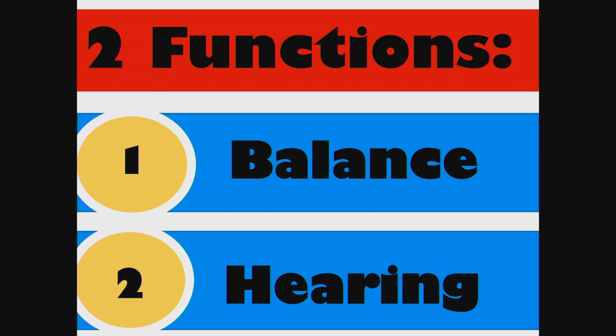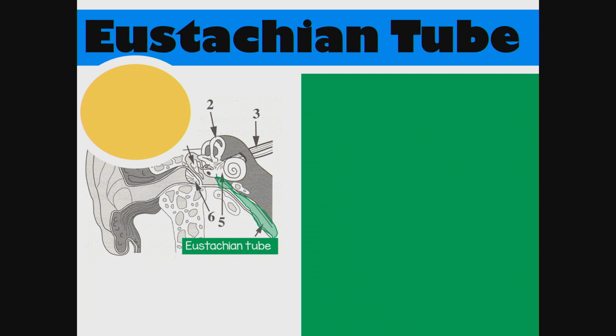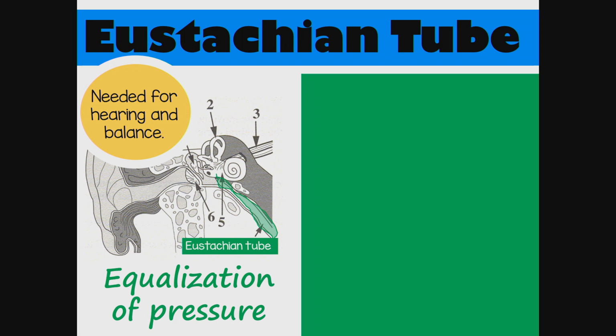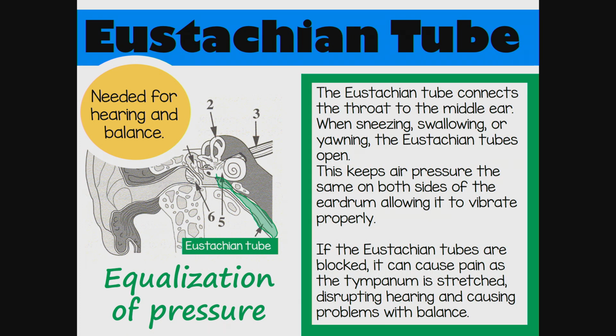The two functions of the ear are balance and hearing. The Eustachian tube is needed for both hearing and balance. It is responsible for equalization of pressure. The Eustachian tube connects the throat to the middle ear. When sneezing, swallowing, or yawning, the Eustachian tubes open. This keeps air pressure the same on both sides of the eardrum, allowing it to vibrate properly.